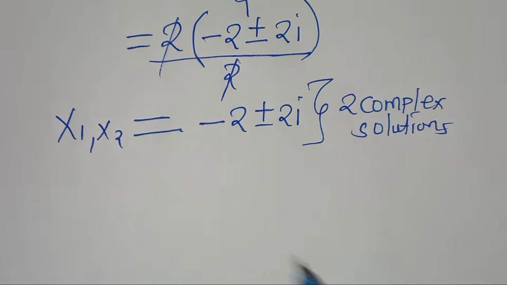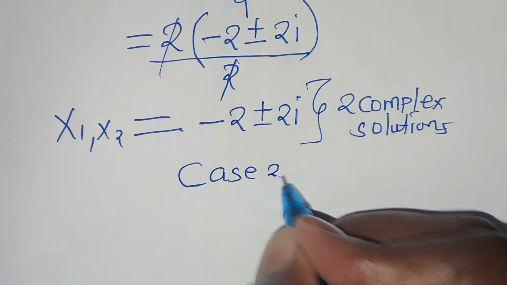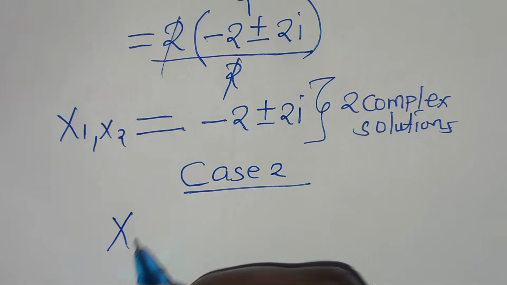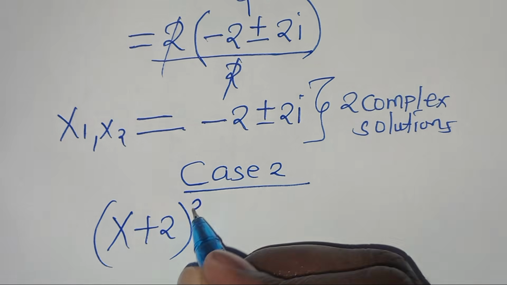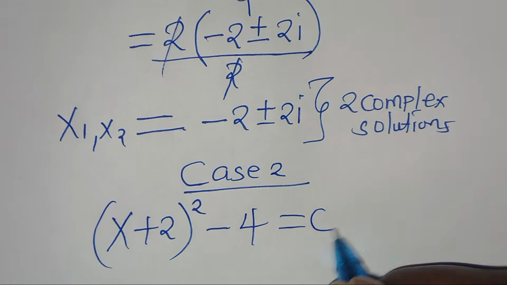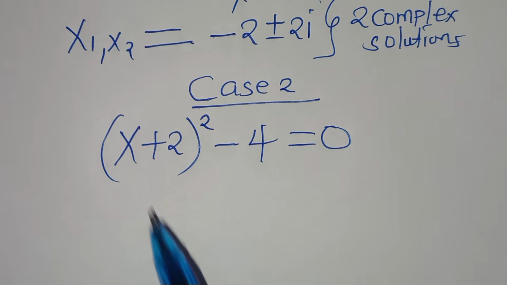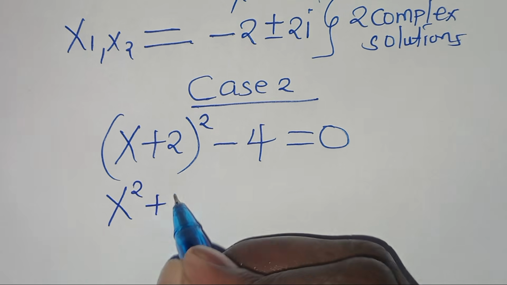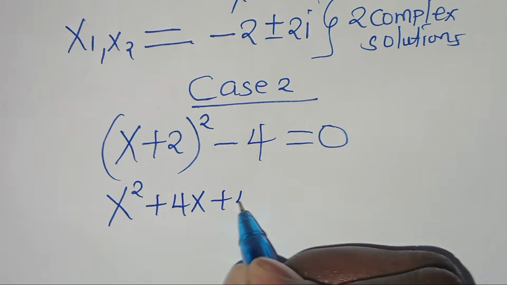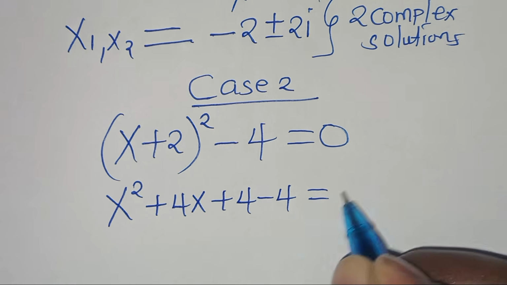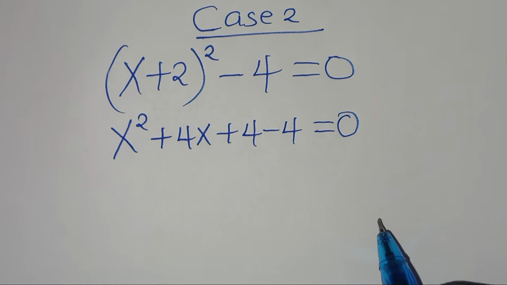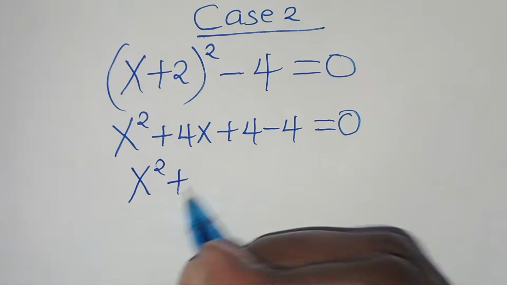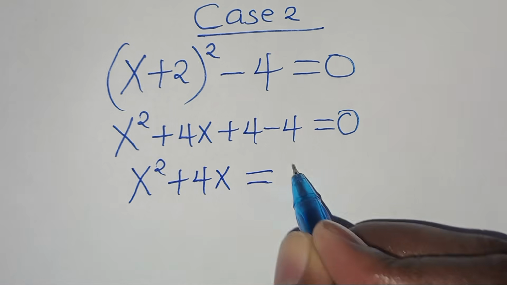Let's proceed to case 2. In case 2, we have (x + 2)^2 - 4 = 0. Let us expand (x + 2)^2. So this is x^2 + 4x + 4 - 4, equal to 0. 4 minus 4 is 0, so we have x^2 + 4x = 0.